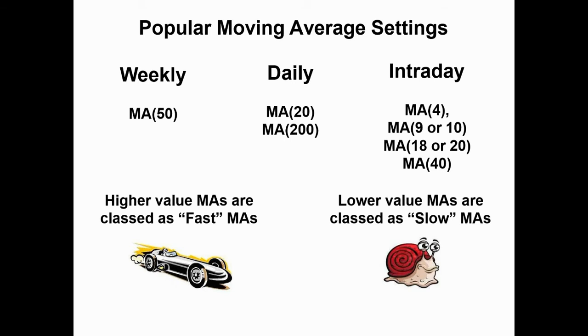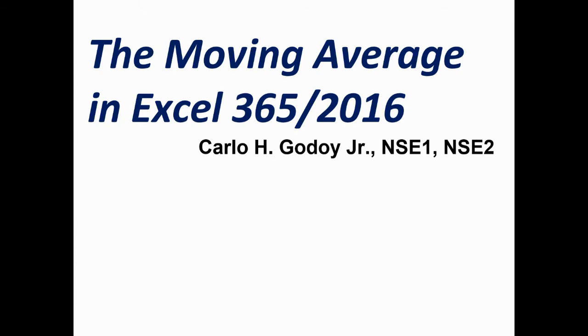Normally, popular moving average settings on weekly, we have moving average of 50. On a daily basis, we can get moving average of 20 or 200. Intraday, we could get MA of 4, MA of 9 or 10, MA of 18 or 20, or MA of 40. Normally, higher value MAs are classed as slow MAs, and lower value MAs are classed as fast MAs.